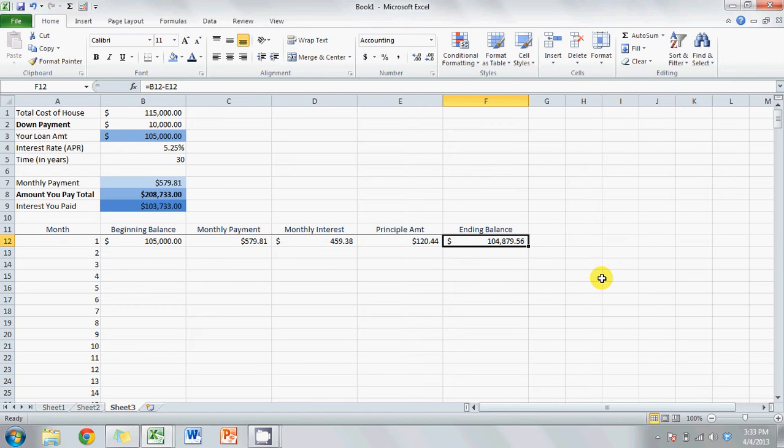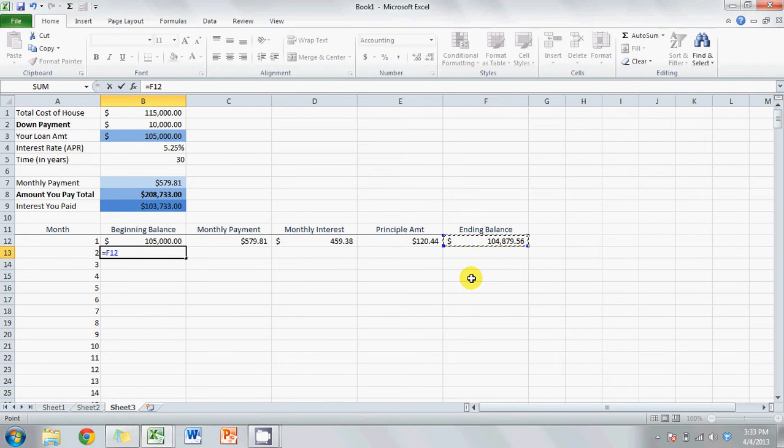So since the beginning balance actually changes each month, I want to make sure that I hit equals, and I'm going to now put in a formula to calculate the beginning balance. I don't even have to put in the formula. We're going to hit equals, and then you just click on ending balance over here, so that the spreadsheet knows that the ending balance of last month is representative of the beginning balance this month.